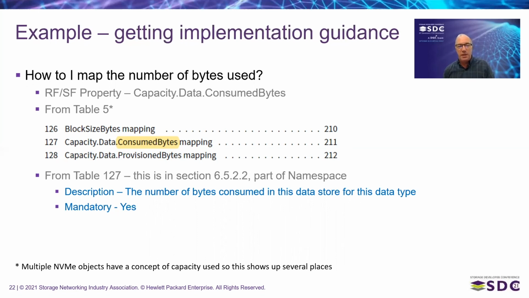capacity.data.consumedBytes. Looking up in table 5, we see that shows up on page 211, table 127. And looking at other index information inside the document, we can see that is in section 6522, which is part of the namespace. We grab volumes map to namespaces, and so we've got the right information. I did put an asterisk on this because there are multiple NVMe objects that have the concept of capacity, so this consumed bytes thing shows up in several places. We're specifically interested in the one that's part of the Swordfish volume or the NVMe Express namespace.